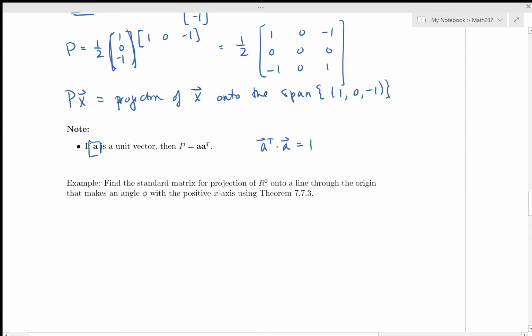That makes an angle of phi with the positive axis using our newfound knowledge. Okay, so let's just have a little picture of what we're doing here. We've got a line through the origin. It makes an angle here, phi. And then I'm going to have a vector along this line. That vector is going to be u. I'm going to make it a length 1 vector, a unit vector. And then this line here will be the span of u.